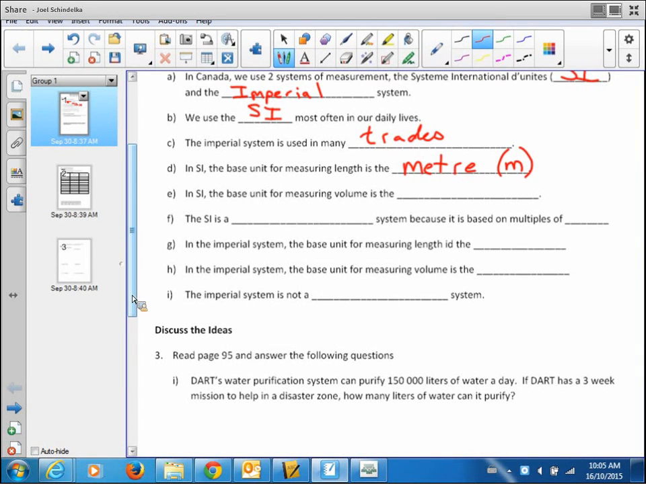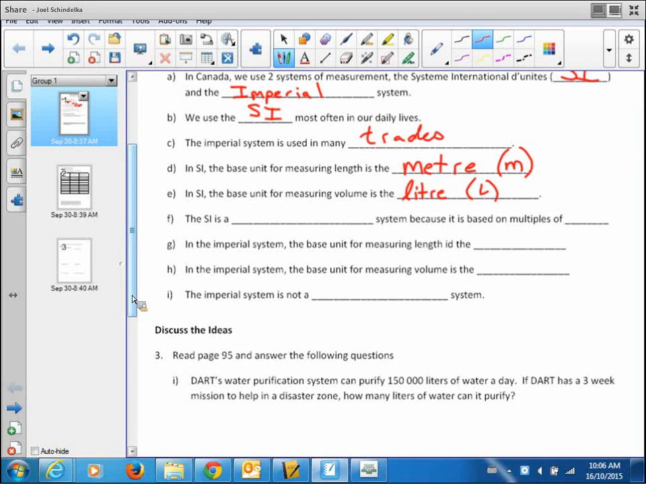In the metric system, in the SI system, when you measure volume, that's how much liquid is in something. Do you know what pop cans are measured in? And the big pop? Liters. Liters, yeah. Liter. We use a capital L for that.